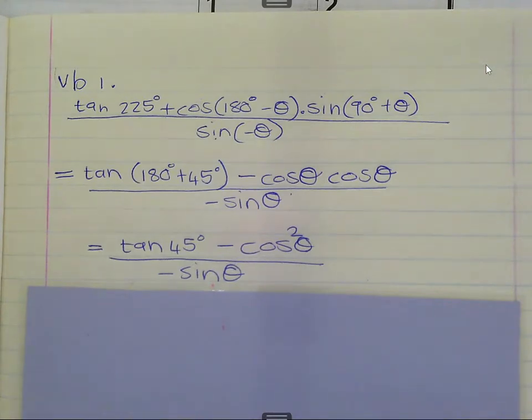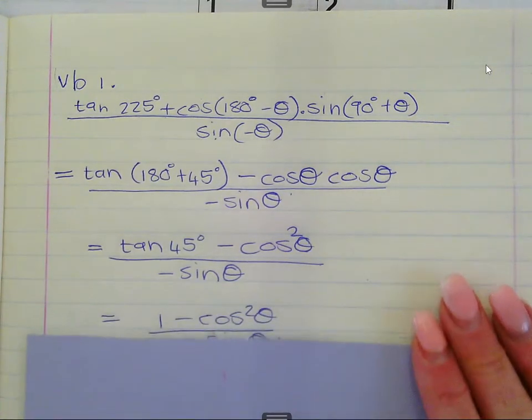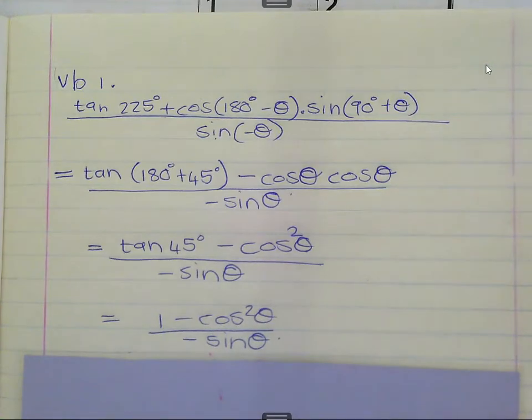Do you all agree that 45 is a special angle? Yes. Do you know what tan 45 is? It's one that I told you you must remember. It's a special one. It's 1. So I can substitute tan 45 at this stage, and it becomes 1 minus cos squared divided by negative sin theta.